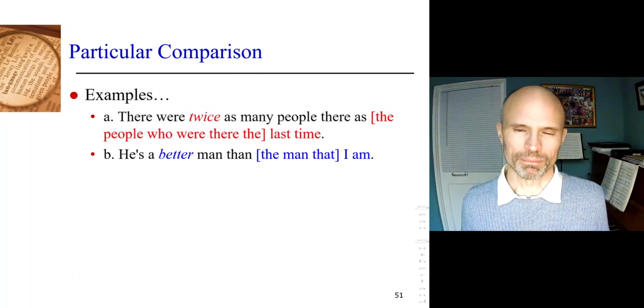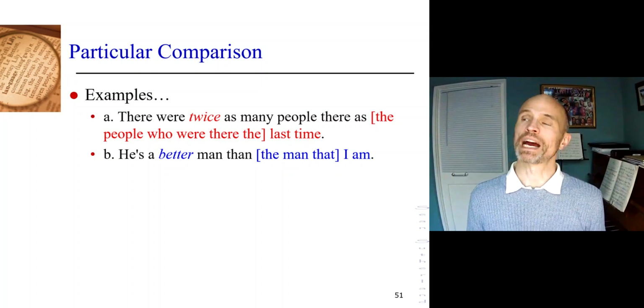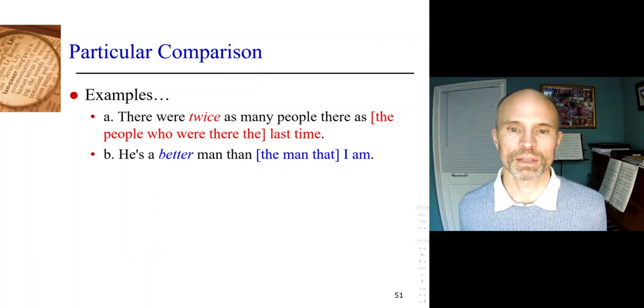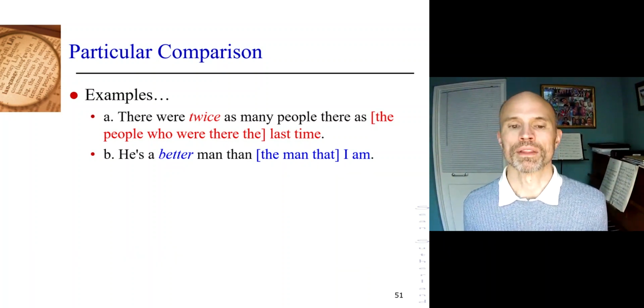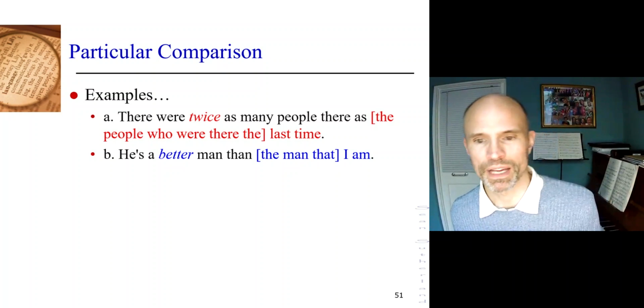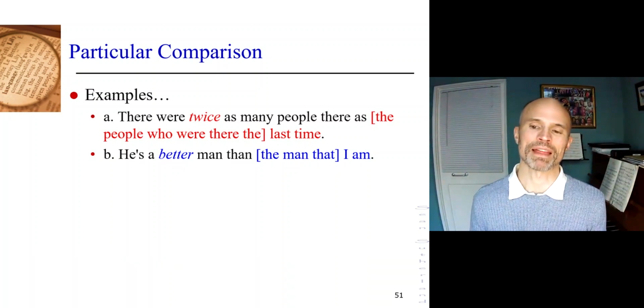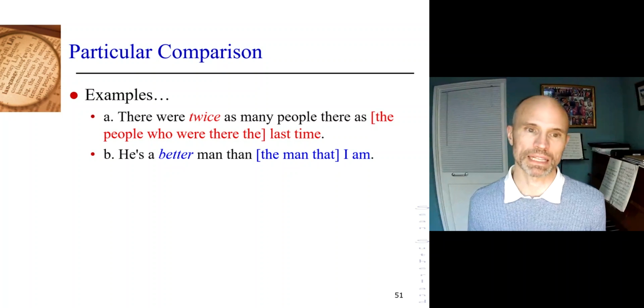If you want to picture how you'd write it out, if you're saying the whole thing: there are twice as many people as the number of people who were there the last time. He's a better man than the man that I am. You're saying something like that.